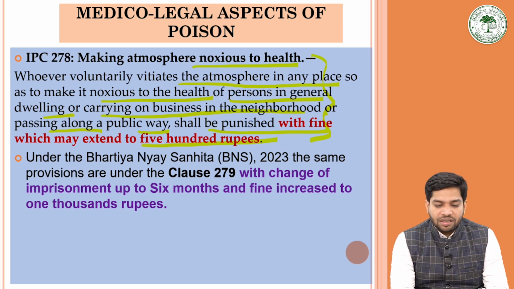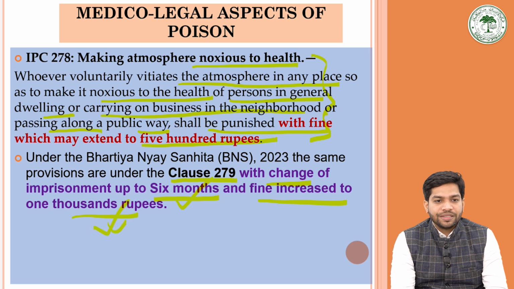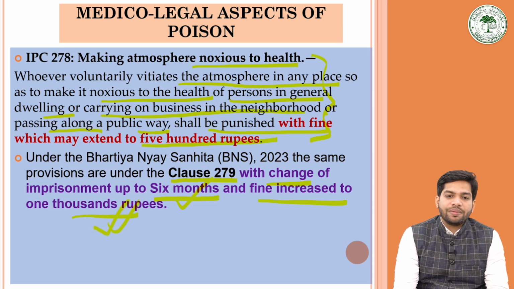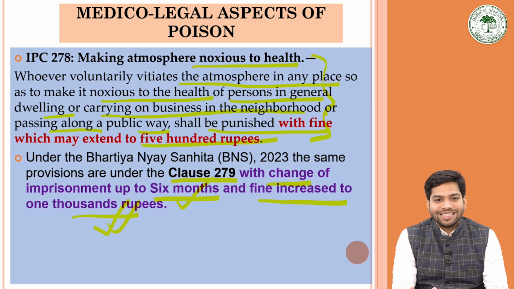And now this clause has been included under the BNS as 279 with a change of imprisonment up to 6 months. Earlier there was no imprisonment, so imprisonment of 6 months has been included and the fine increased to 1000 rupees. So, this is IPC 278, that is making atmosphere noxious to health.